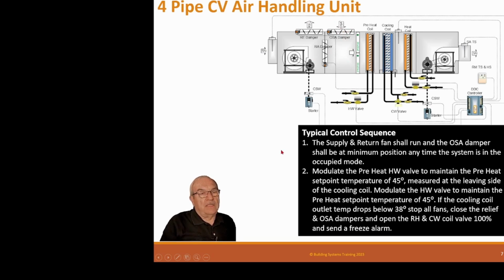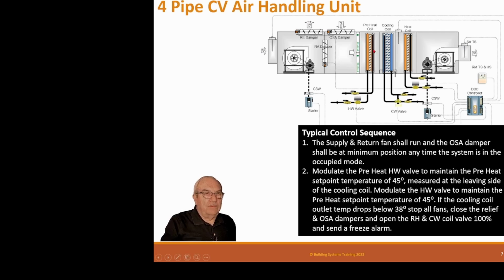So modulate the preheat hot water valve to maintain the preheat set point temperature of 45 degrees, measured at the leaving side of the cooling coil. Modulate the hot water valve to maintain the preheat set point temperature of 45 degrees. If the cooling coil outlet temperature drops below 38 degrees, stop the fans, close the relief and outside air dampers, open the return air and chilled water coil valve 100%, and send a freeze alarm.